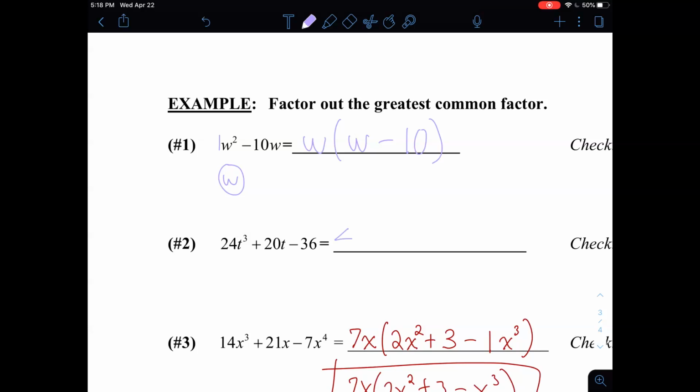It's going to be 4. And then, oh, sorry, I goofed. And then what's the smallest exponent we can pull out of there? This one doesn't have a t over here, so we can't pull out a t, so it's just going to be 4. When we divide that, we're going to get 6t to the third plus 5t minus 9. And there's your final answer.